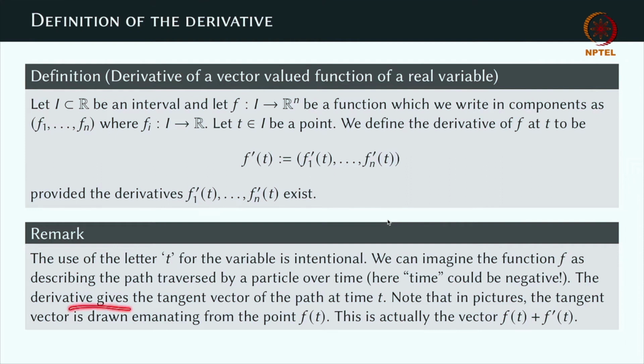The derivative gives the tangent vector of the path at time t. This should be familiar to you from a basic course on multivariable calculus. Of course, when you draw pictures, you draw the tangent vector as emanating from the point f of t. This is not actually accurate. When you just write down a vector, you actually mean that the tail of the vector is at the origin. So to be 100% precise, if you want to draw the pictures that you have no doubt seen in elementary books on multivariable calculus, the vector that you usually call the tangent vector is f of t plus f prime of t. So the vector f prime of t, which is the derivative, has been translated to the point f of t.